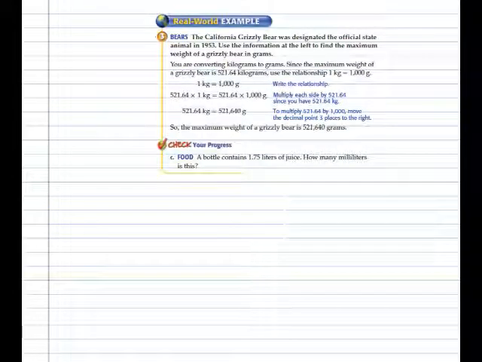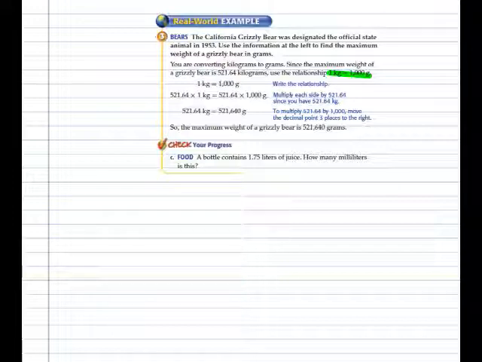The California grizzly bear was designated the official state animal in 1953. Use the information at the left to find the maximum weight of a grizzly bear in grams. You're converting kilograms to grams. Since the maximum weight of a grizzly bear is 521.64 kilograms, use the relationship 1 kilogram equals 1,000 grams. So I would take my 521.64 kilograms times 1,000 grams. My result then would be 521,640 grams.